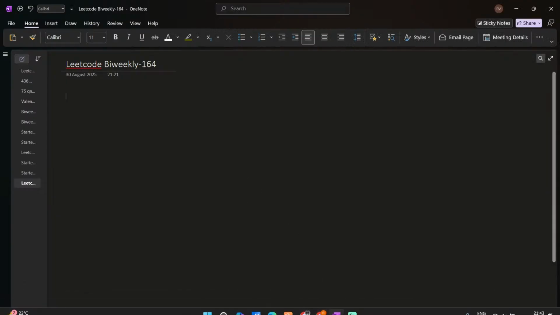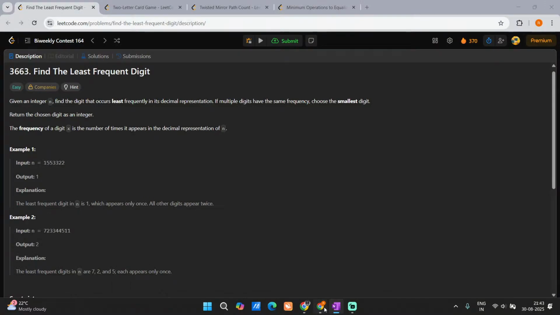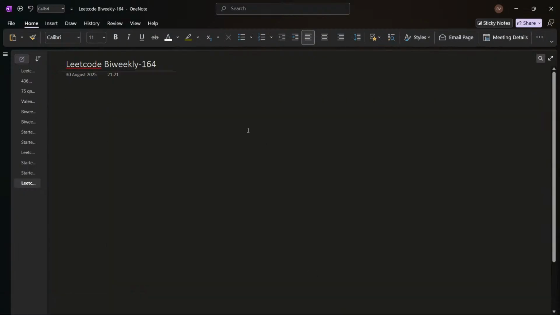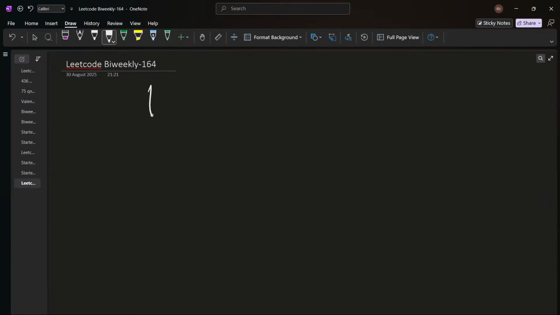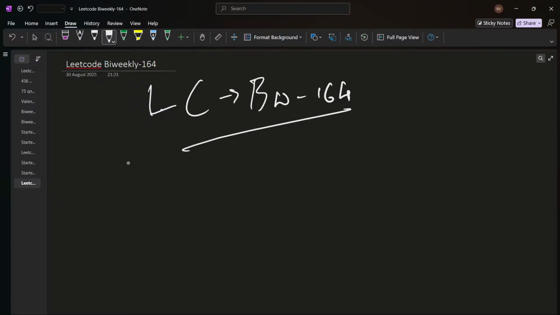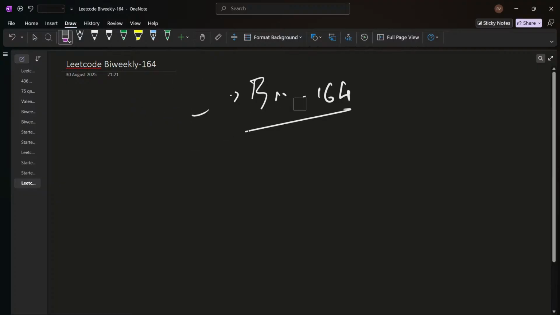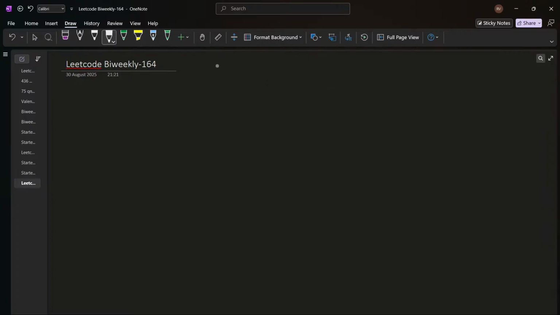I'll quickly shift to my writing screen. What is the question number? Find the Least Frequent Digit, Biweekly 164. Oh, it's already there. Okay, so the first question is Least Frequent Digit.